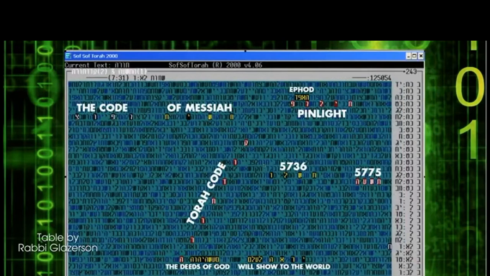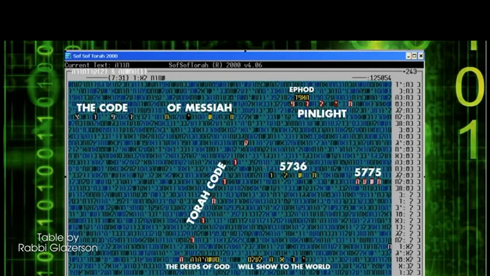Here's another one kind of like that. This one I like a lot. This was done by Rabbi Glazerson. He did it for me. I didn't ask him to do it, but he did this and gave it to me. It says "the code of Messiah," and "Pinlight" with the word "ephod" just above it.